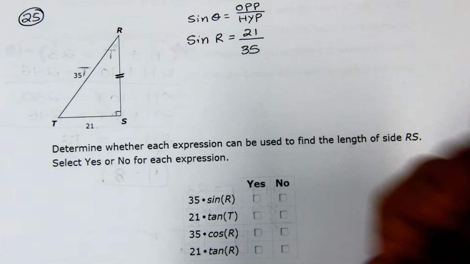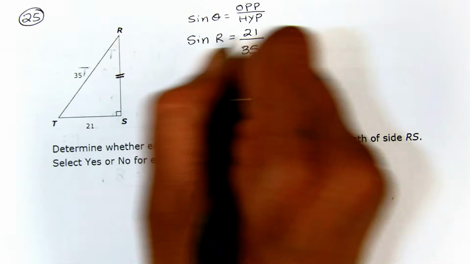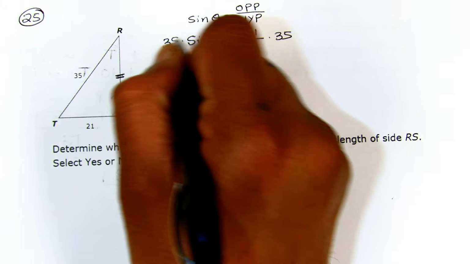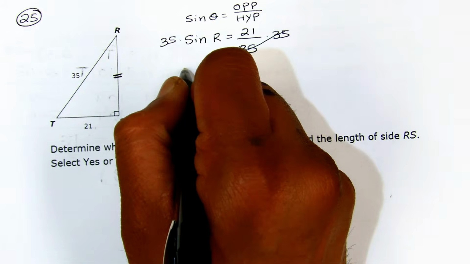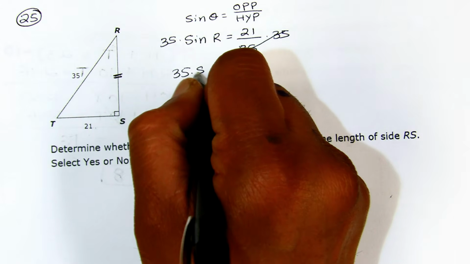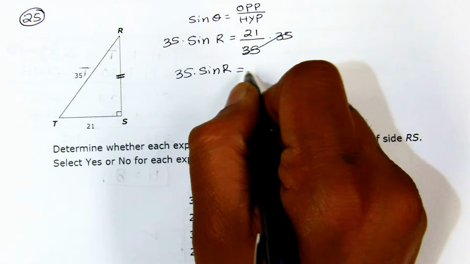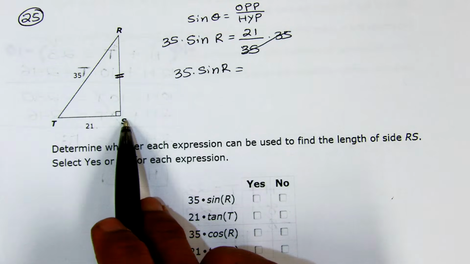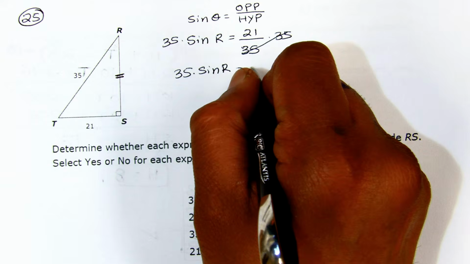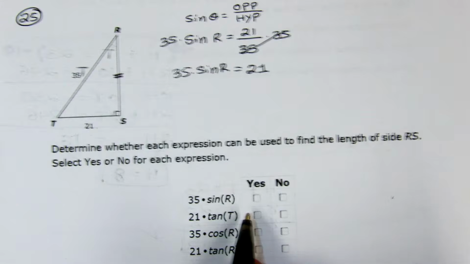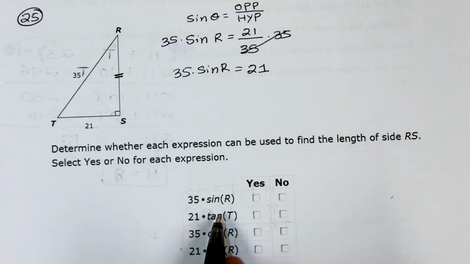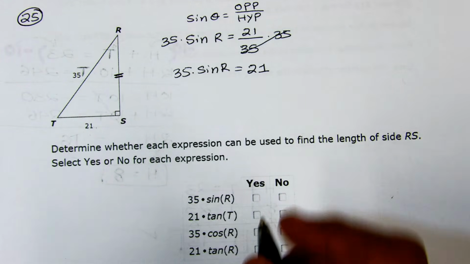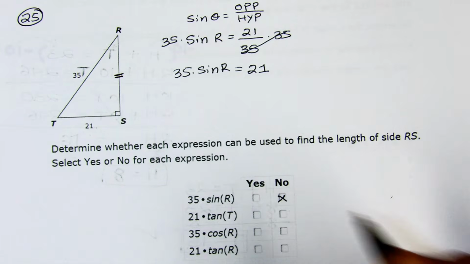If I multiply both sides by 35, I do get a statement that says 35 times sine R. However, it's not equal to side RS. It's actually equal to side TS, which is 21. So this first expression, no, we cannot use that to find side RS. So I'm going to check no for that one.